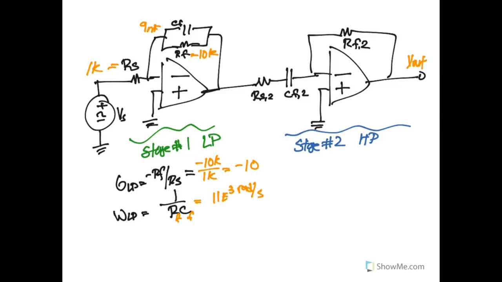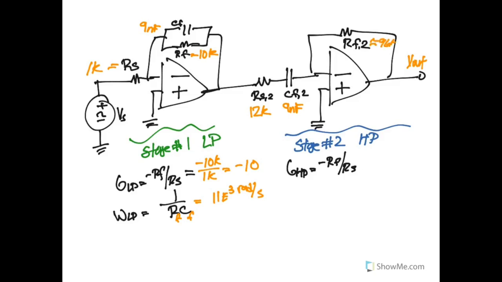And we can do the same sort of operation with our filter on the other side over here, the high pass filter. The gain on this one is going to be negative RF over RS of this particular circuit. And let's say that RS over here is 12K. The capacitor is again 9 nanofarads, and the feedback resistor is 96K.